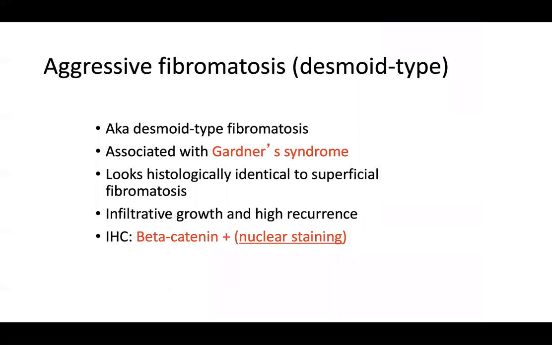And that brings us to the aggressive fibromatosis or desmoid type. So the desmoid type fibromatosis is associated with Gardner syndrome. It looks histologically identical to superficial fibromatosis, but it's got an infiltrative growth and a high recurrence. And the immunohistochemical stain that's associated with this is positive beta-catenin in the nucleus. So beta-catenin nuclear staining is often associated with increased transcriptional activity of pro-fibrotic genes.